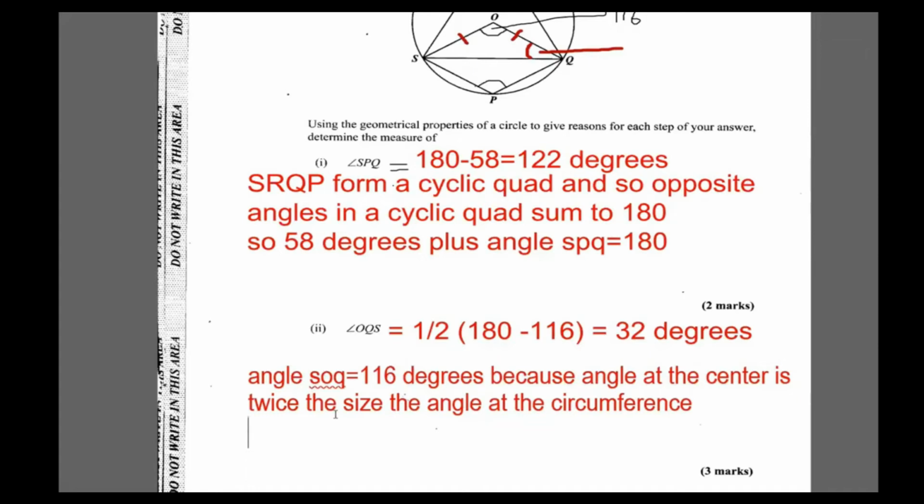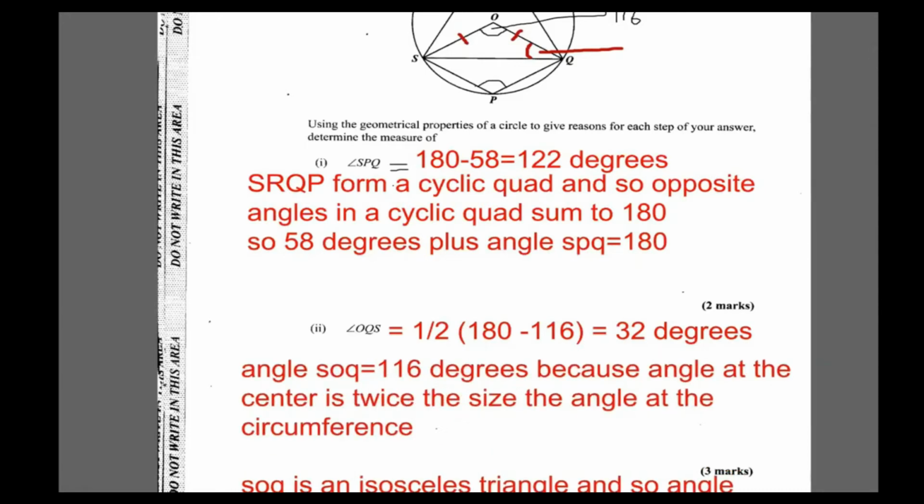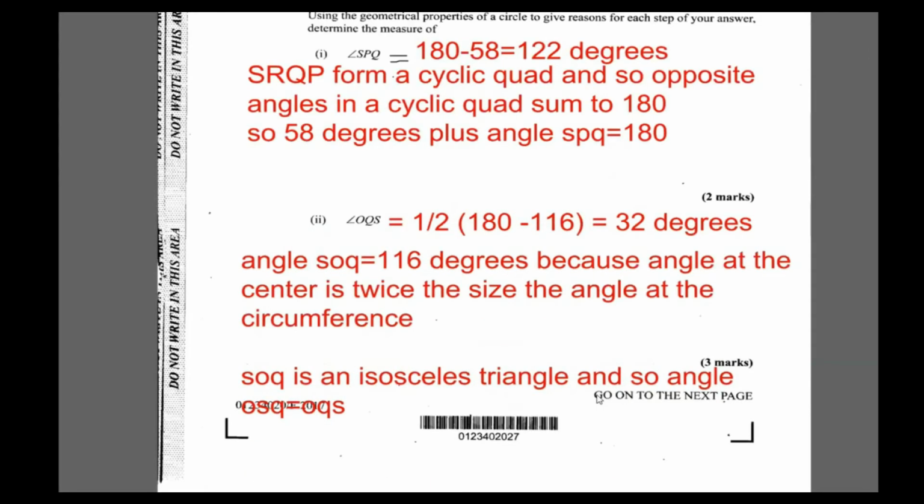What's the next reason now? How did we get it to be 32? Why is it a half of 180 minus 116? We can tell them that SOQ is an isosceles triangle, and so angle OSQ is equal to angle OQS. That's why it's 32. Nice and easy.